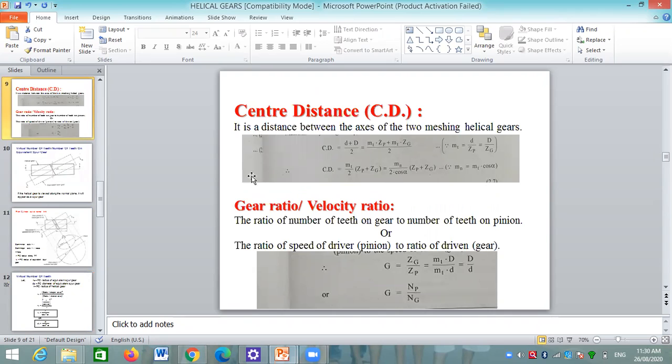Then the next terminology is center distance. What is center distance? It is the distance between axes of the two meshing helical gears. म्हणजे दोन हेलिकल गिअरचे जे ऍक्सिस त्यामधलं डिस्टन्स म्हणजे सेंटर डिस्टन्स आहे. आणि always remember that if you classify the helical gears, they are parallel axis shaft gears. Parallel axis gear means the axes of the helical gears are parallel to each other.